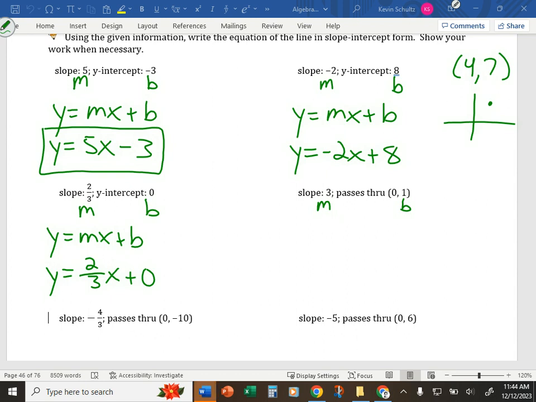Again, this objective is looking at the information I give you and deciding what it means. What can you do with it? Passes through 0, 1, recognizing, hey, 0, 1, that's the y-intercept. X equals 0, that's my b. What's the equation in slope-intercept form? Mia. Y equals 3x plus 1. Good. Y equals 3x plus 1.